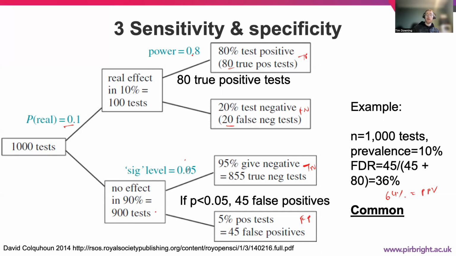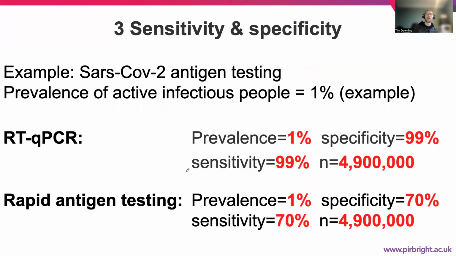Another example we can go through is, let's say, virus antigen testing versus PCR-based tests. These are just example values, and we're dealing with an issue that is 1% prevalence in each case. We're going to compare and contrast two illustrations: a more sensitive, specific test, RT-qPCR, where the sensitivity and specificity are 99%, or an antigen-based test in this hypothetical scenario where the sensitivity and specificity are 70%, and we're taking a lot of numbers at the start.